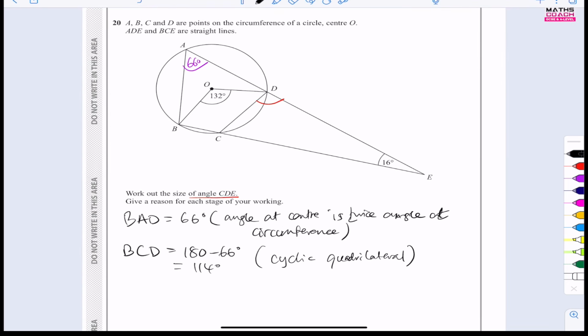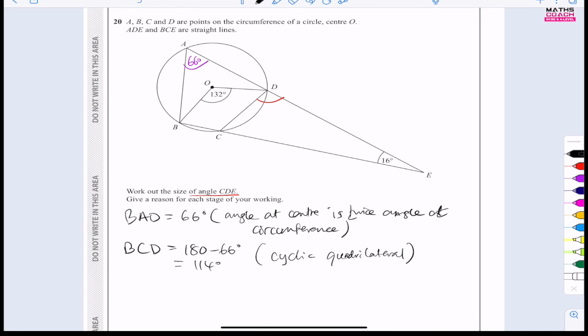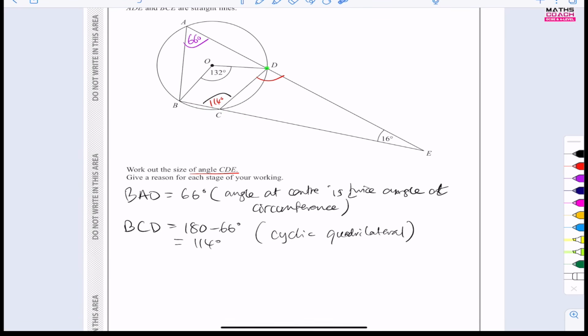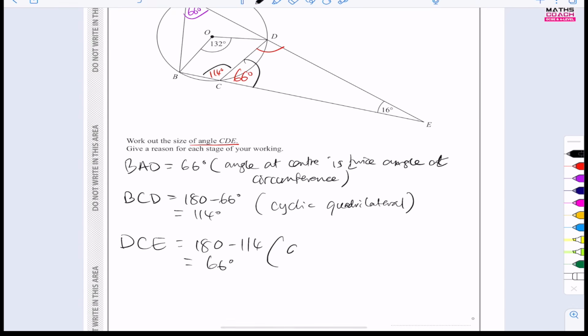Okay. Just going to zoom out a little bit so you can see more of the diagram and give myself some room to write. So let's go ahead and write that in here. So that's 114. What's next? Well, we have a straight line right there. So therefore, these two angles here are going to equal 180, angles on a straight line. So angle DCE, this angle right here, is going to be 180 minus 114, which is 66. So that right there is 66 degrees. And the reason for that is angles on a straight line.